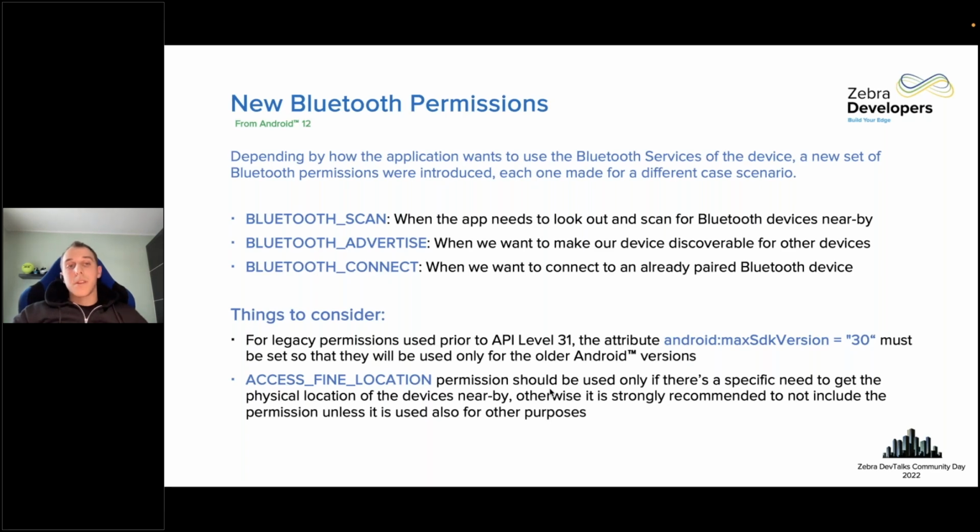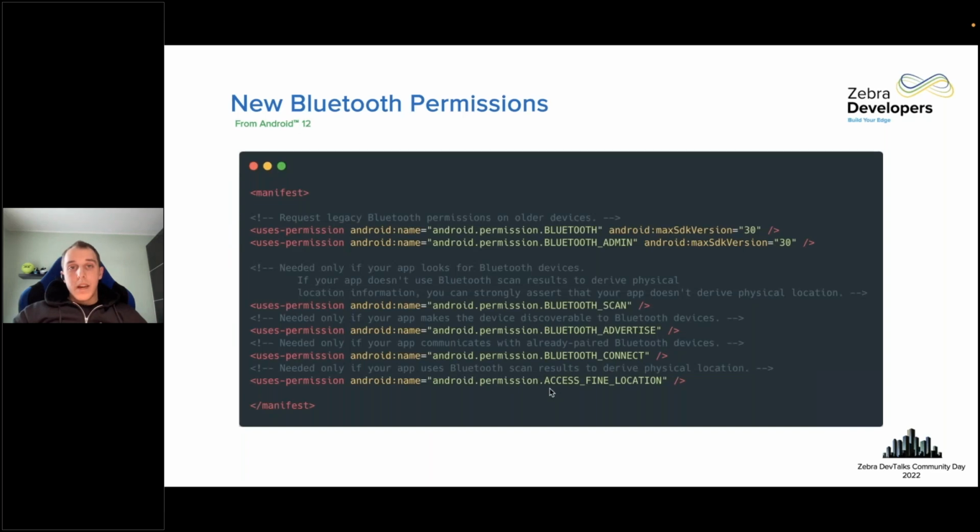But in case you still need the access fine location for other purposes in your application, keep it, but keep in mind that it is no longer needed in case you want to search for Bluetooth devices. And lastly, here we have another example with the Android manifest and how it could look with the new Bluetooth permissions.